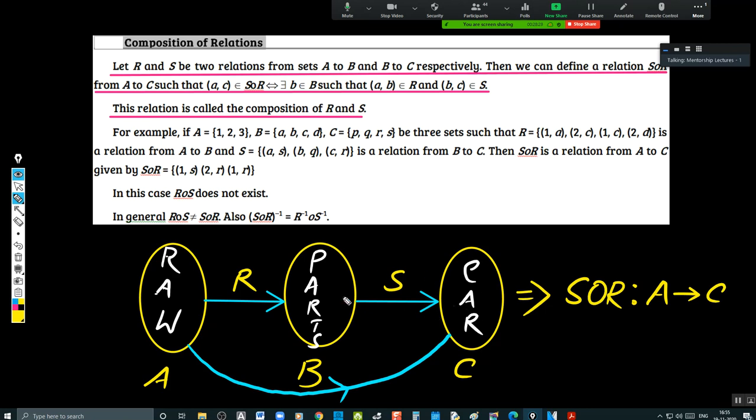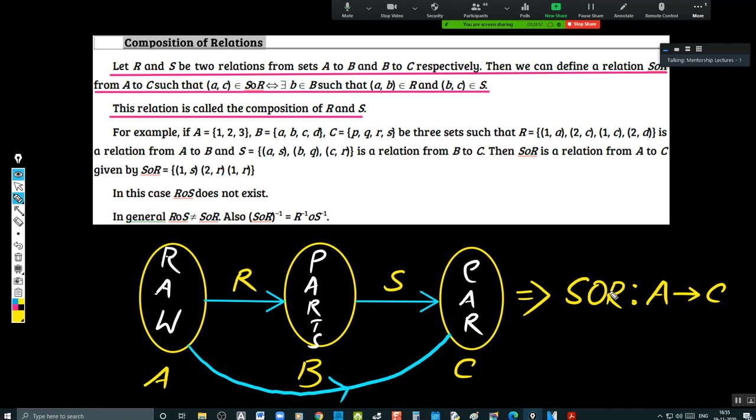A car is to be manufactured from the parts, and these parts are to be assembled to make the car. And these parts are to be manufactured from the raw material. So I can say that this car is finally manufactured from the raw material only. So R is related from A to B and S is related from B to C. Again, SOR: the car is made from raw material, which is a mapping from A to C.